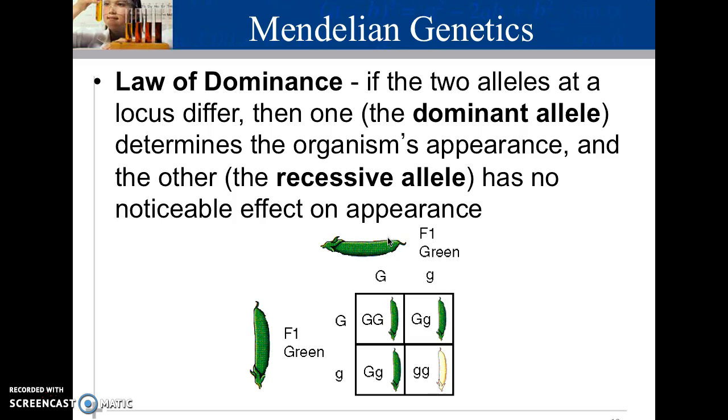So when we get to the cross or the Punnett square, we follow the law of dominance. If two alleles at the locus differ, then one, the dominant one, determines the organism's appearance and the other has no noticeable effects. So, for example, yellow in pea plants is recessive. Therefore, if I have heterozygous, big G, little g, my peas are still going to be green.